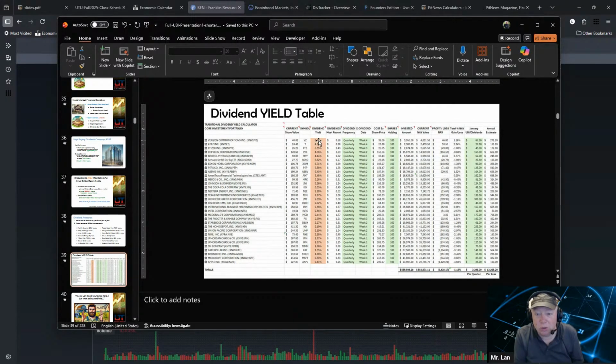And you can see I've got it sorted from top to bottom. You see Verizon is at 6.78, when I did this table. And then down here at the very bottom, 0.44 is Apple. Apple's at the very bottom. Apple's got a skinny heart. They're skinny hearted. They don't give you a big dividend.